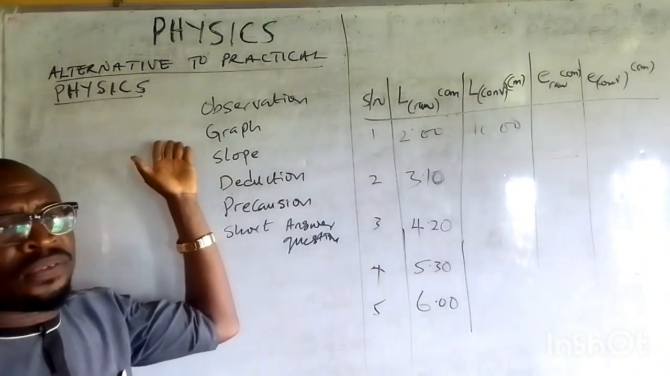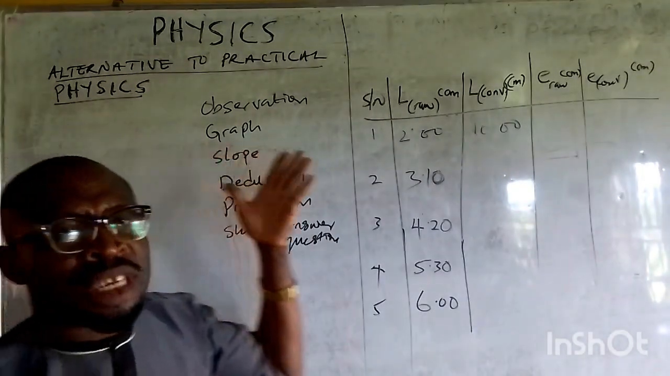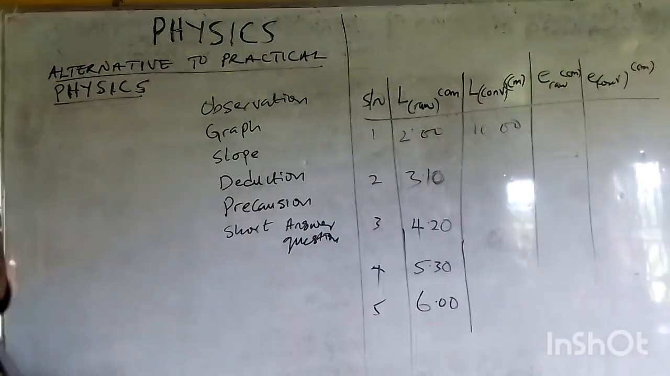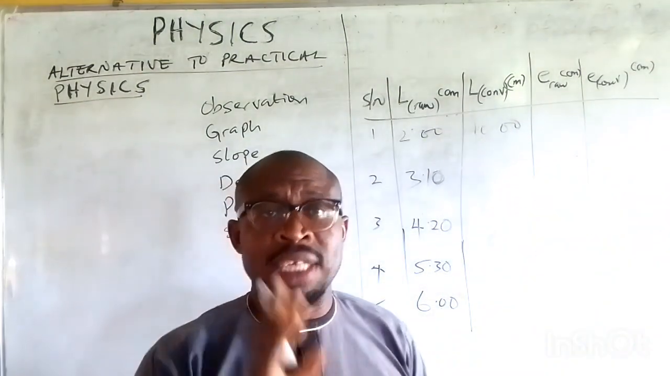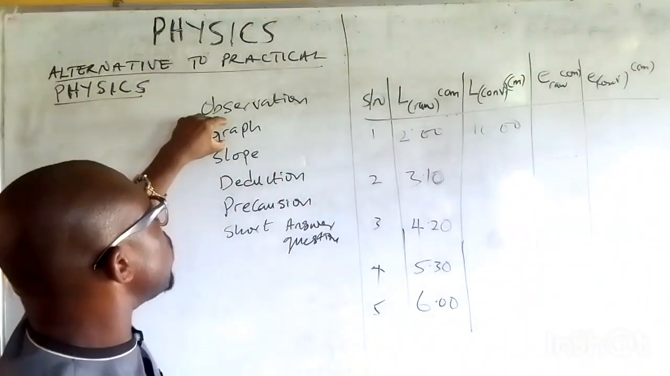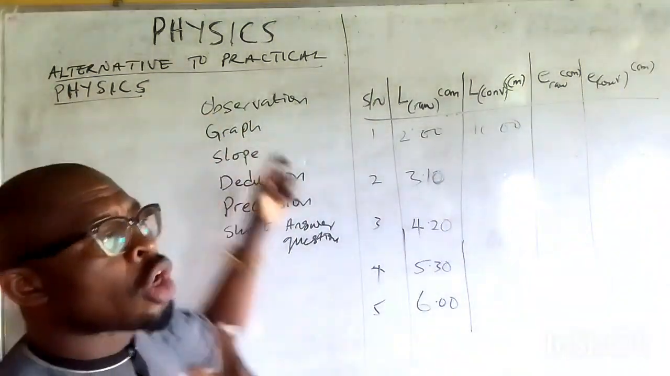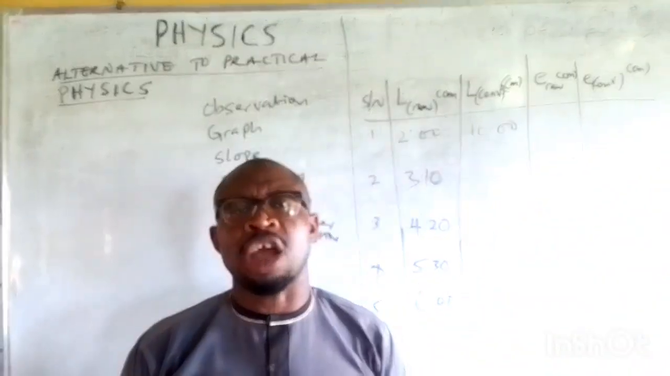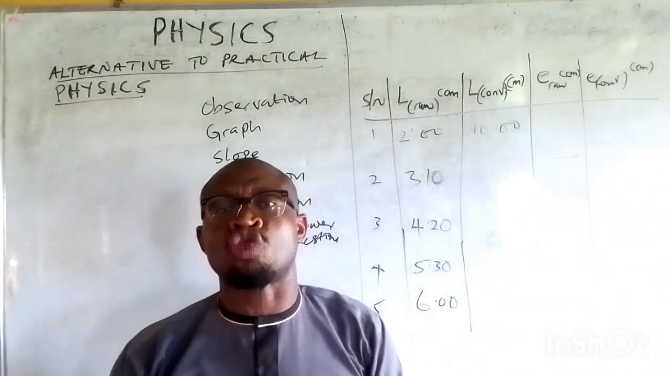Now, your graph. For your graph to be reasonable, please, your graph must cover at least 2/3. Your scale must be reasonable as well. So you must choose a scale. Of course, the difference between physics alternative to practical and mathematics is that for a quadratic in mathematics, you will be given a scale.